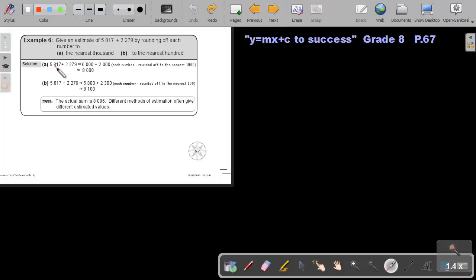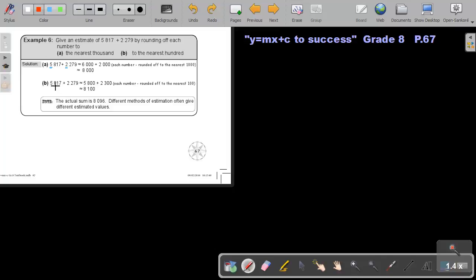Now look here, let's just get a pen. If it's to the nearest thousand, I look at the number behind, and that 8 will make that 5 a 6. So it's 6,000. That 2 will stay the same. So it's just 2,000. If I add it up, I get 8,000. If I do the same, but I approximate the answers to the nearest 100.